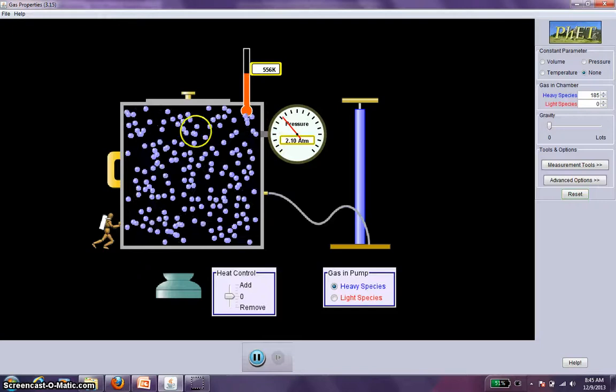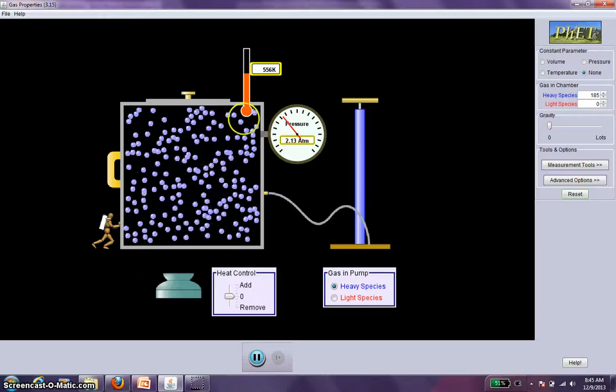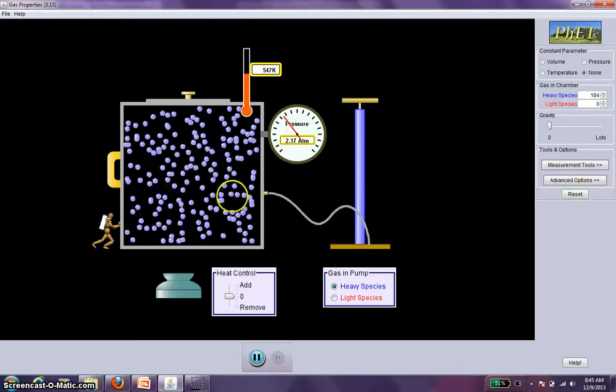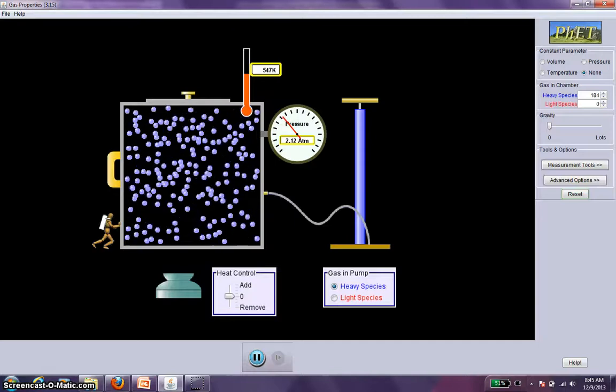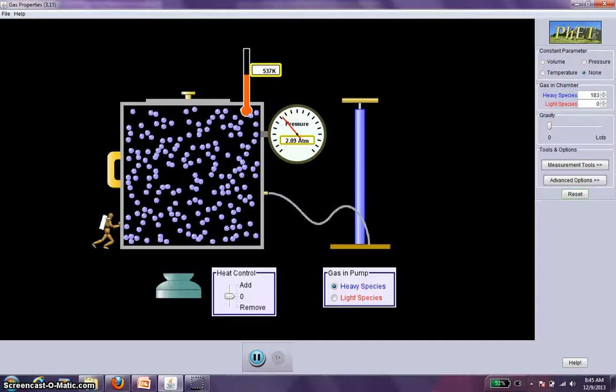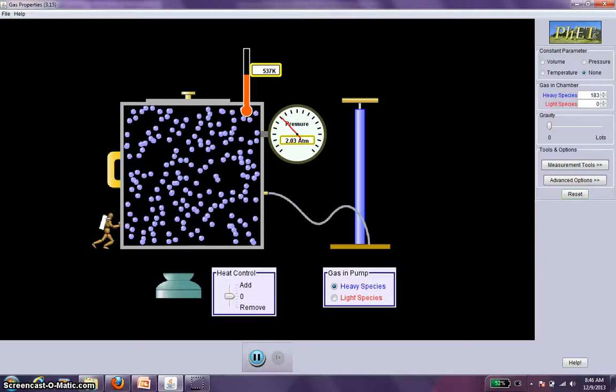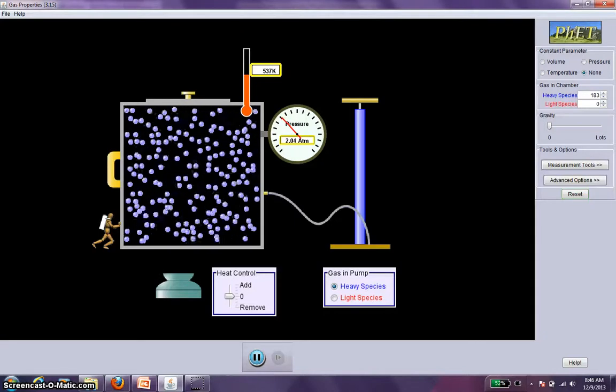So we can see that the volume of the container, the temperature of the gas, and the pressure are all very closely intertwined. So that's what the gas laws are going to help us to quantify. So in the next video, we'll begin learning about the gas laws, and we'll look at the math of how to relate pressure, volume, and temperature.